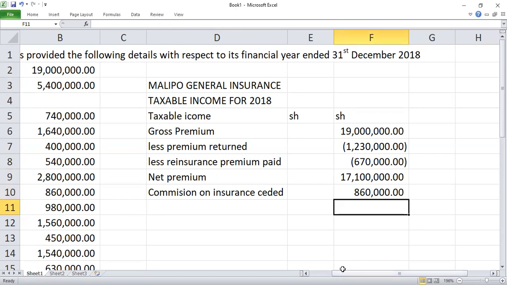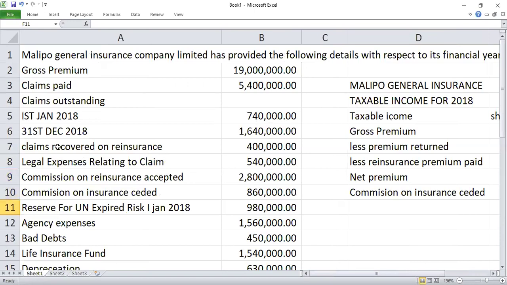If you look at this also, another income that we have is relating to this reserve. The reserve for an expired risk is 980,000. Normally for reserve, we have two categories: increase in reserve and a decrease in reserve. If there was an increase in reserve, that is an expense. But if it is a decrease in reserve, then that is an income. For this question, they have only given us the reserve as at 1st January, not the reserve as at 1st December. Let's say this reserve as at 1st January is 980,000.